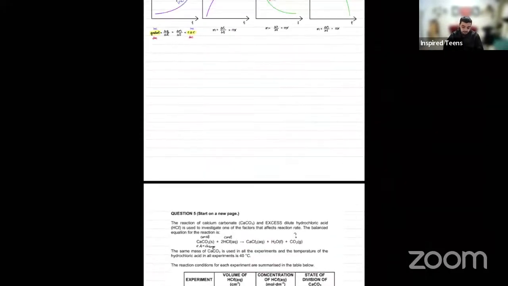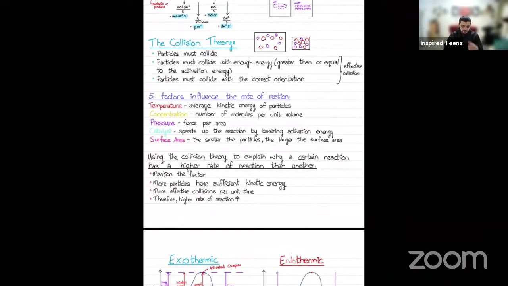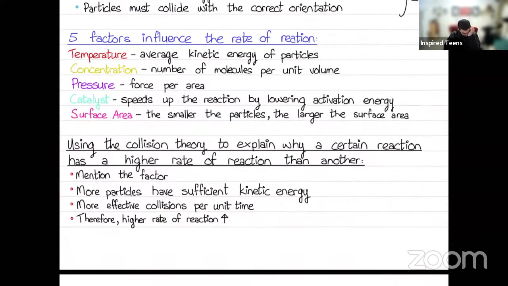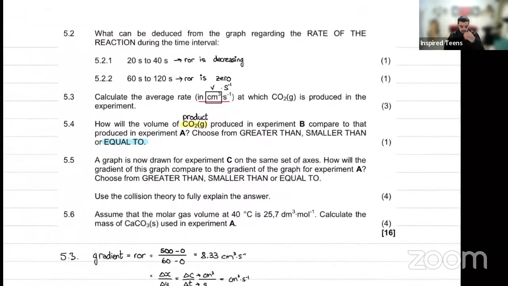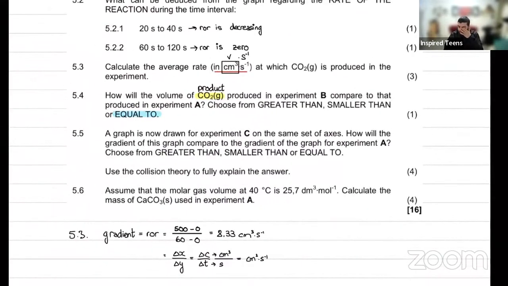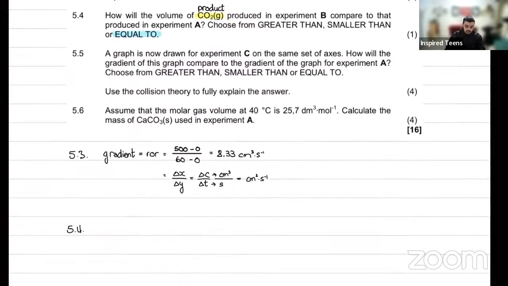When we increase temperature, concentration, or pressure, these things increase the rate of the reaction, not the yield. So just keep that in mind. It increases the rate of the reaction, not the yield. Surface area increase only affects the rate at which the reaction occurs, not the amount of product that forms. So in this case, the product that forms in experiment B is the same as A and the same as C because we use the same amount of reactants.